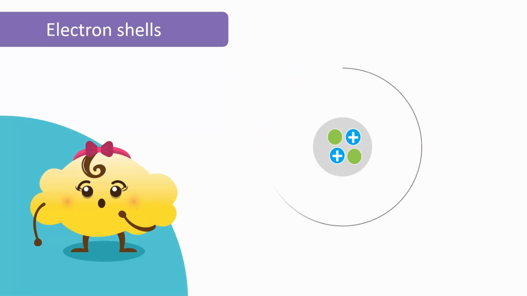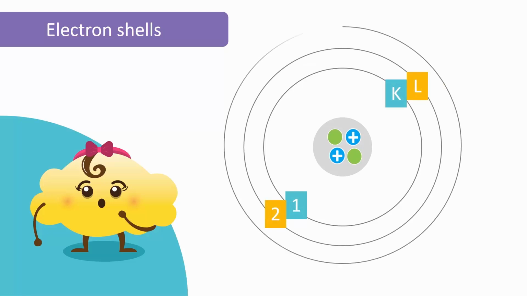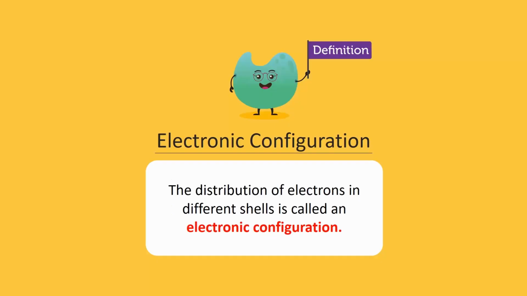The first shell, K, is closest to the nucleus. The second shell is L. The third shell is M, and so on. The distribution of electrons in different shells is called an electronic configuration.